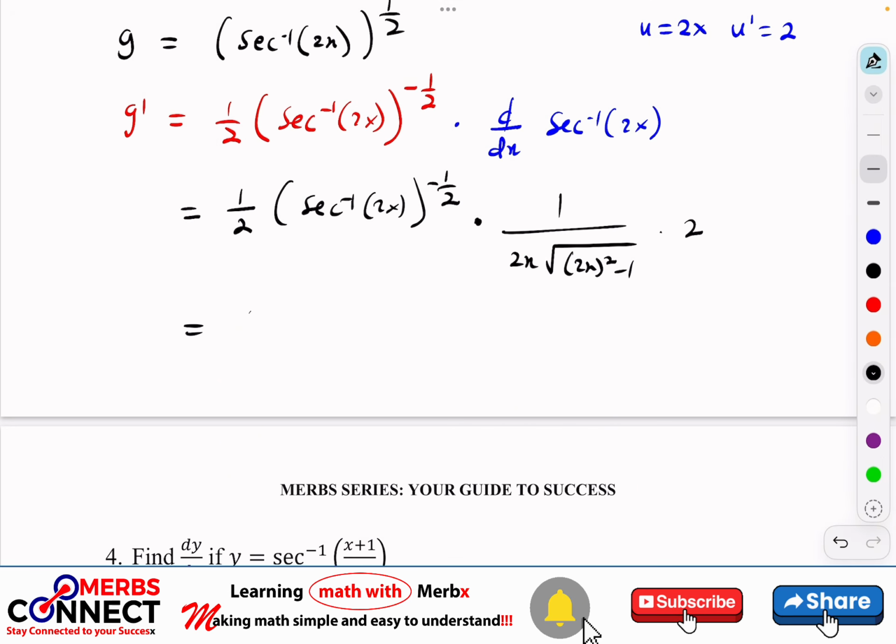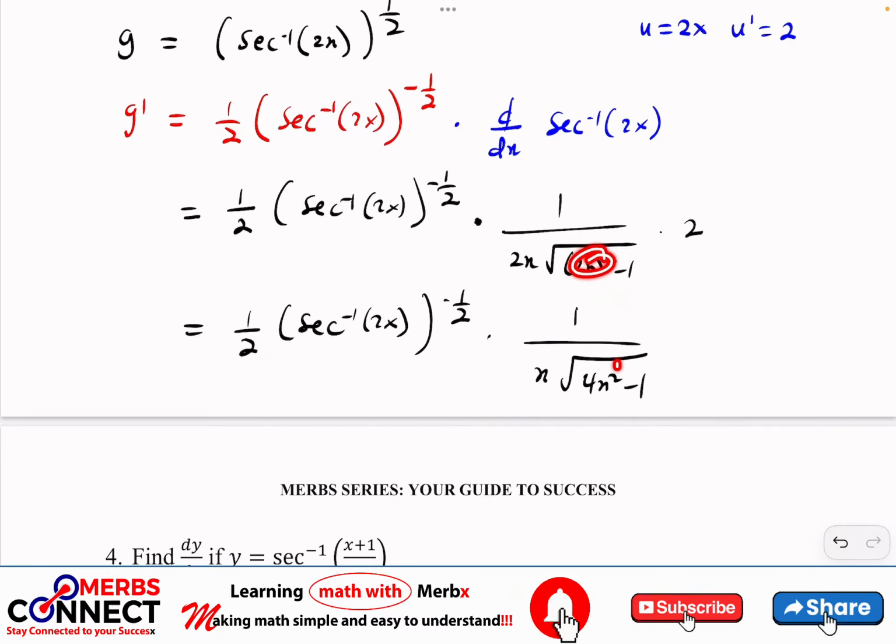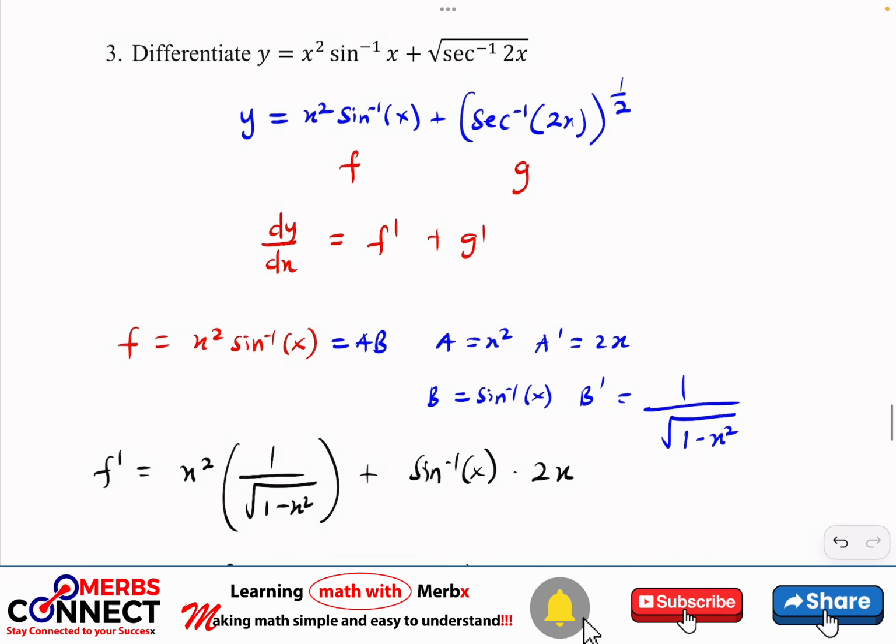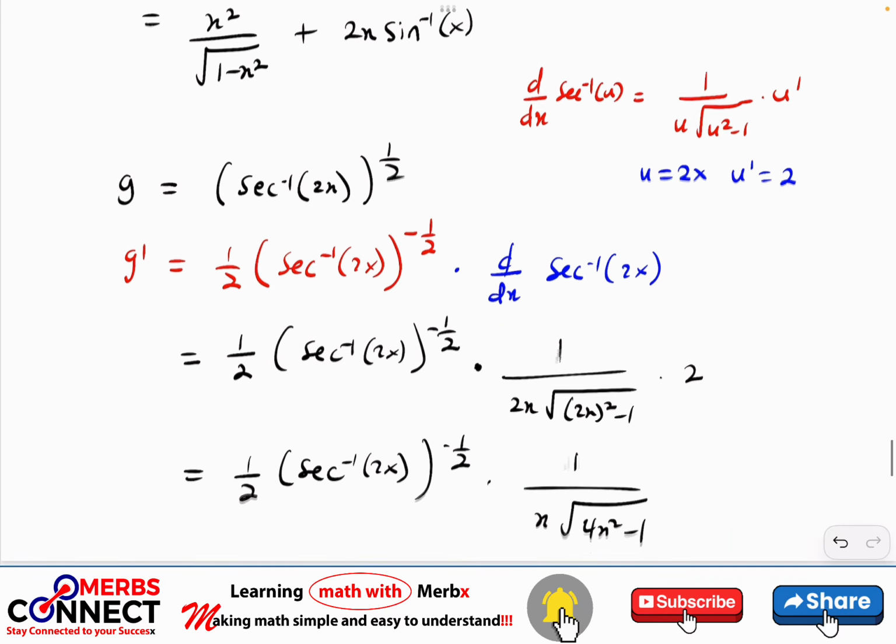We can write this one as 1 over 2 secant inverse of 2x minus 1 over 2, and this is times 1 divided by... no, the 2 will cancel out. So x times the square root of 4x squared minus 1. So when I expand this one, I have this. So we have g prime, we have f prime. So what can we do? Let's just put them in there.